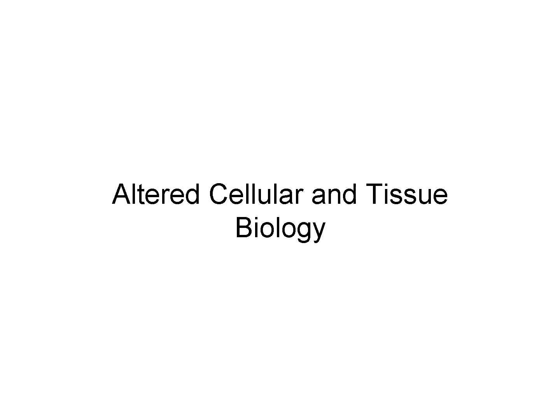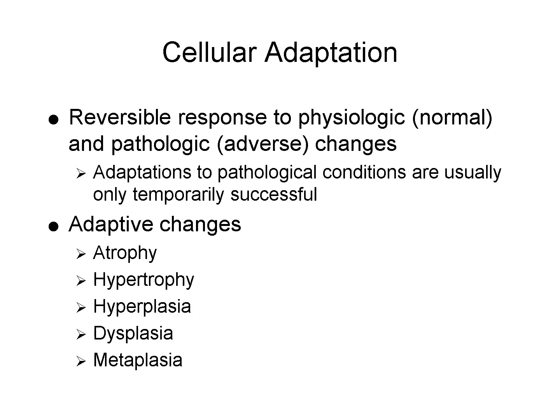Altered cellular and tissue biology. Cellular adaptation is the process by which cells respond to both normal physiological demands and adverse pathological conditions. These changes are typically reversible and allow cells to maintain function under stress. However, adaptations to pathological conditions are often only temporarily successful.